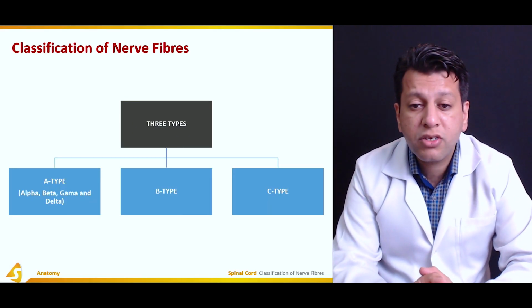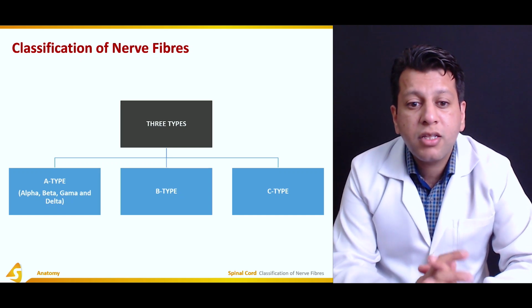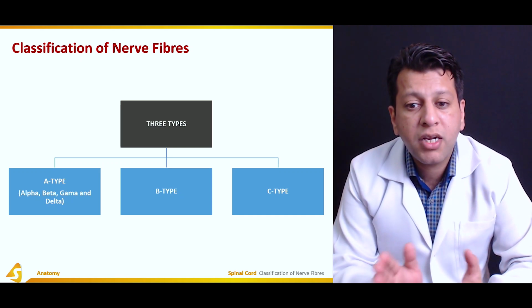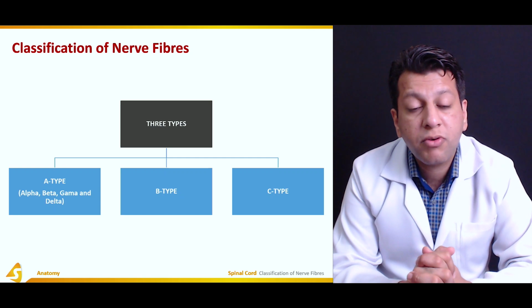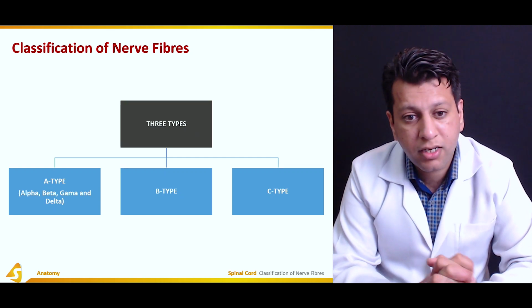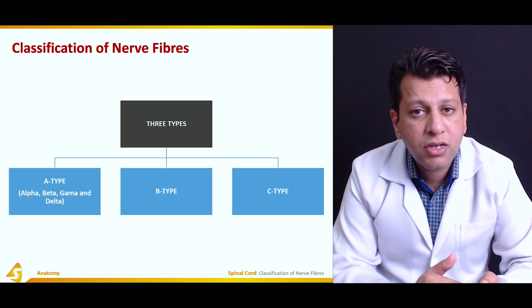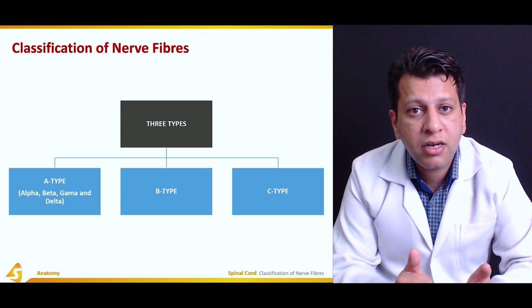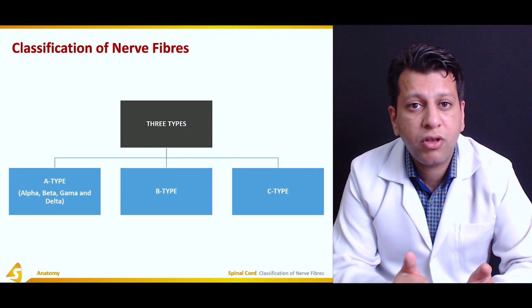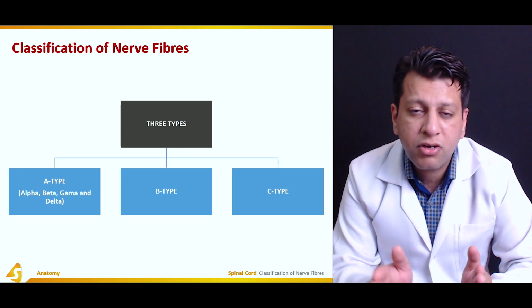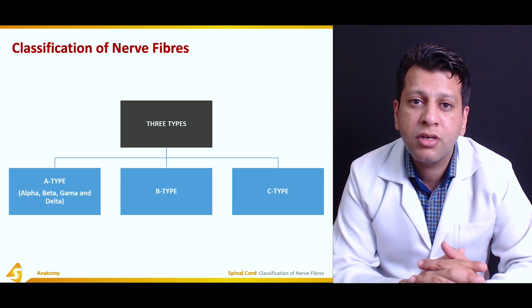Coming to the classification of nerve fibers, there are basically three types: the A type, the B type, and the C type. A type is further subdivided into alpha, beta, gamma, and delta type. A alpha type are those that are highly myelinated and have the highest conduction velocity. Actually, these are divided on the basis of conduction velocity.